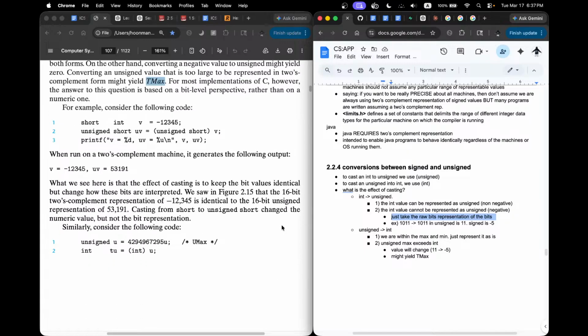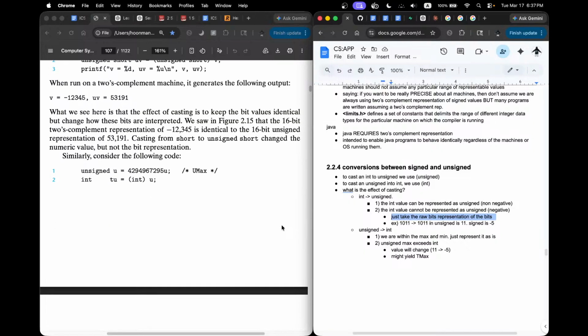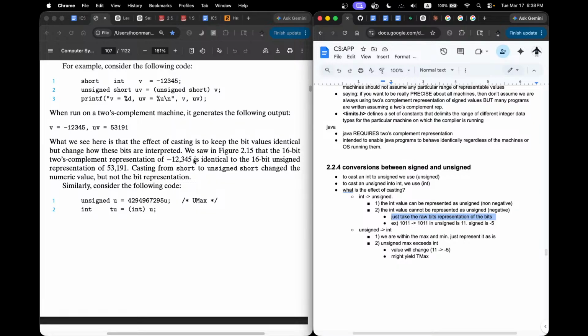What we see here is that the effect of casting is to keep the bit values identical but change how these bits are interpreted. We saw in Figure 2.15 that the 16-bit 2's complement representation of -12345 is identical to the 16-bit unsigned representation of 53191. Yeah, I want to see that.